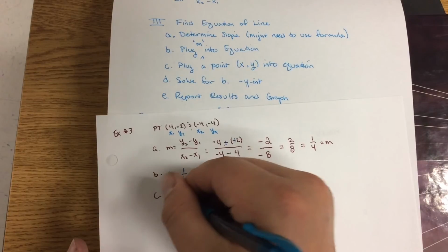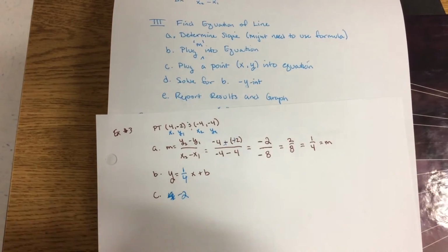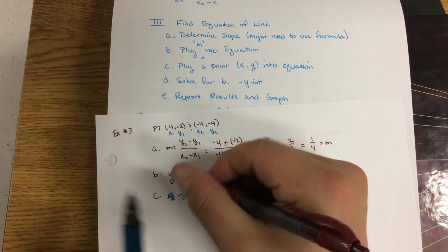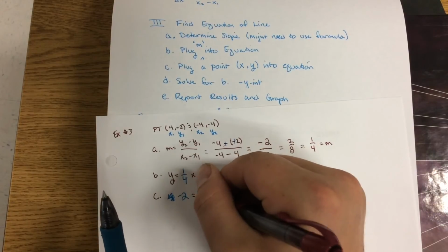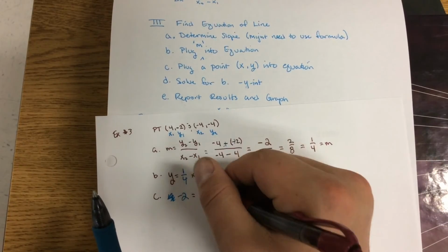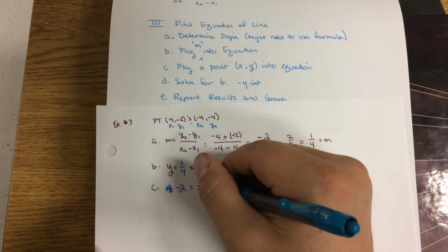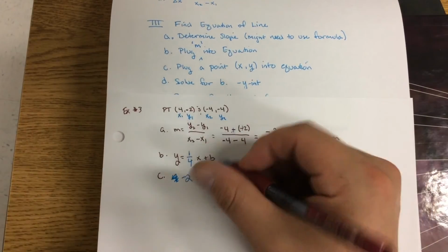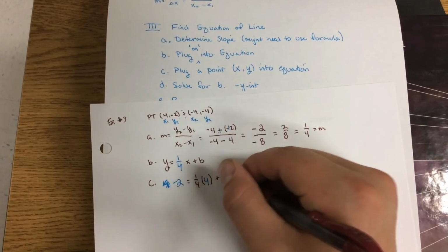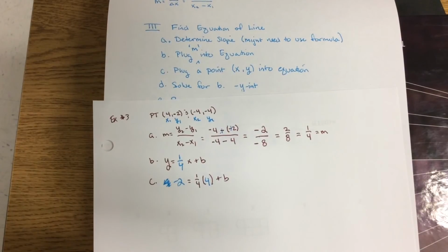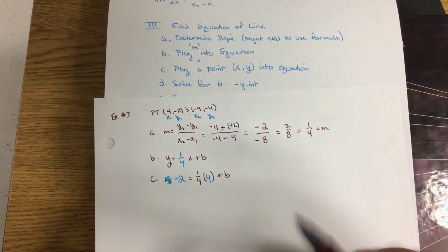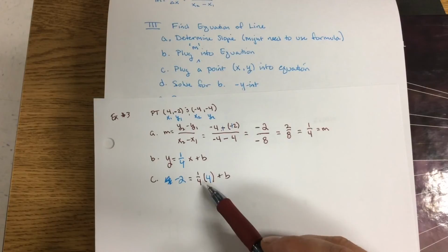So, let's see. This is negative 2, the y, equals 1/4 times 4, the x, plus b. Okay, so now we have math to do, so let's do it.